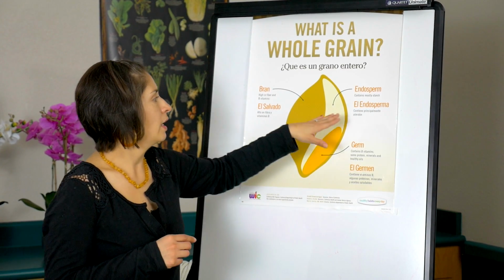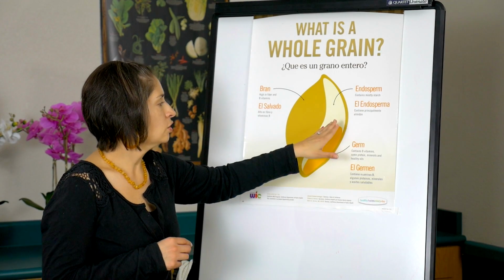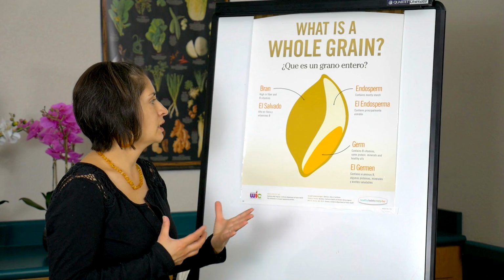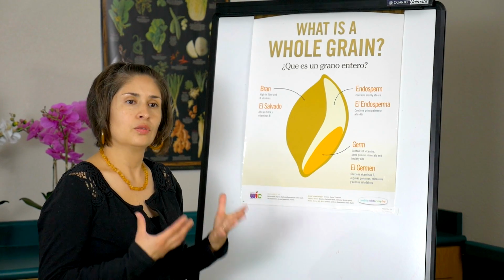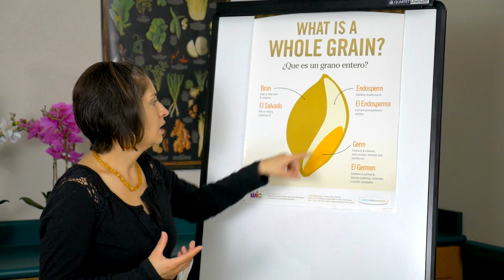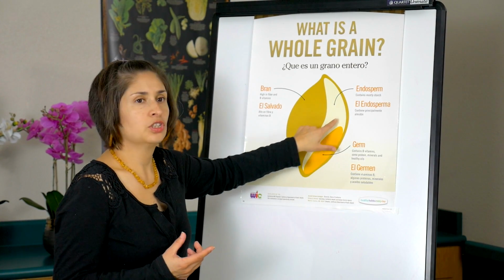And then you also have the endosperm. The endosperm is mostly the starchy part. I'll stick to the rice as an example. With white rice, pretty much what you're getting is just the starchy part.